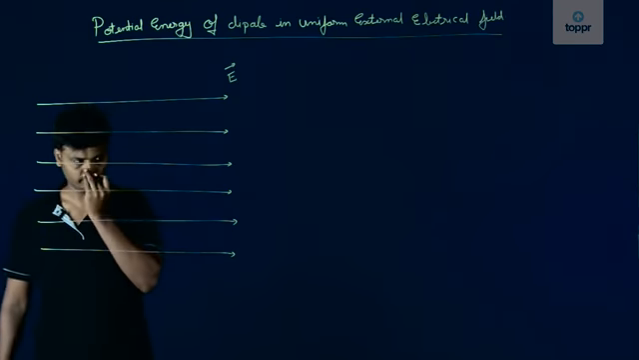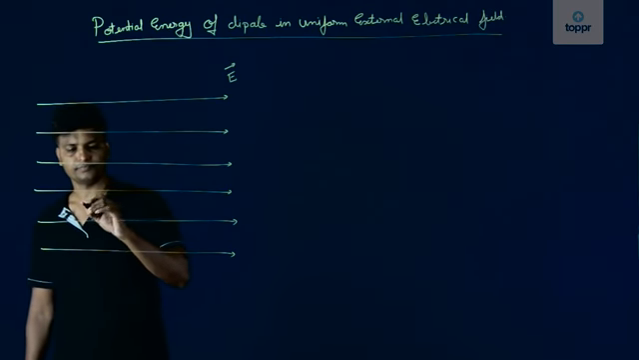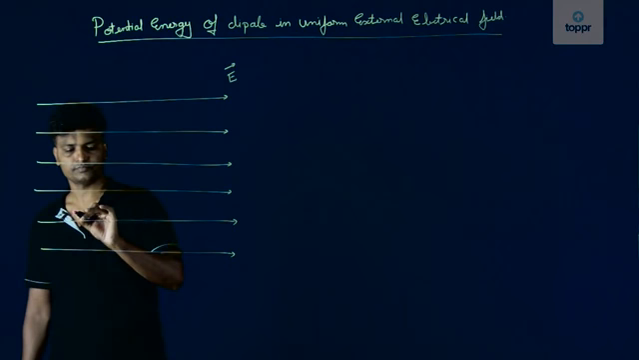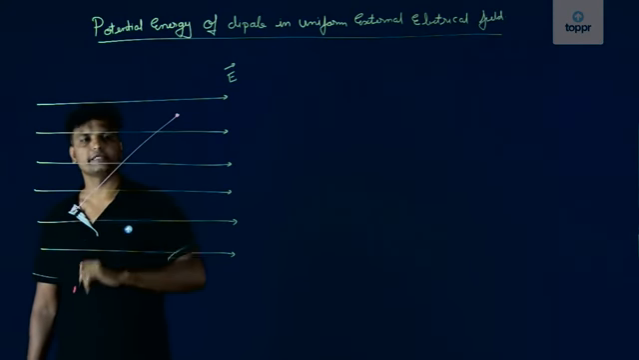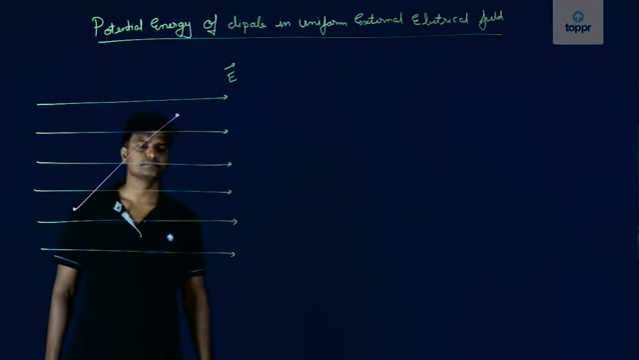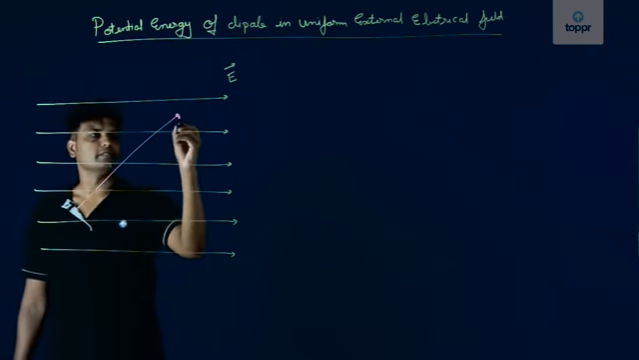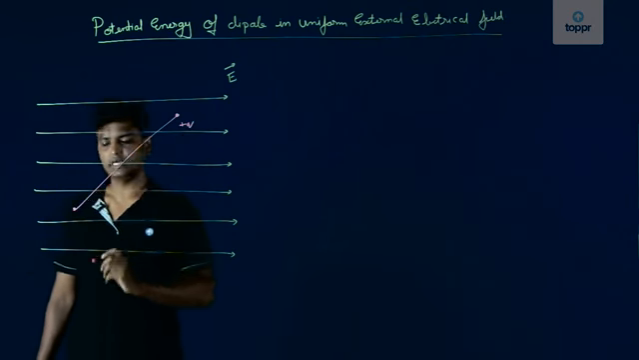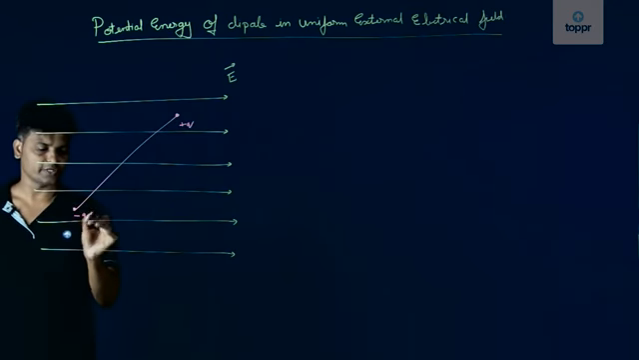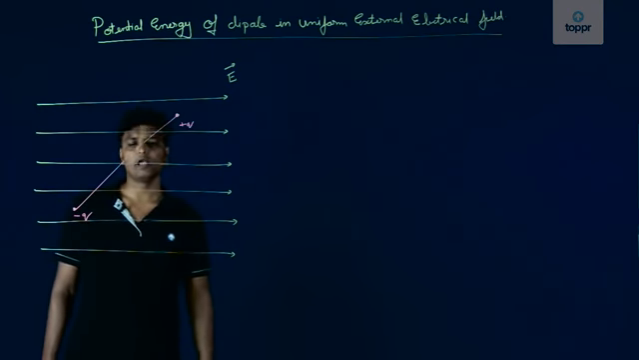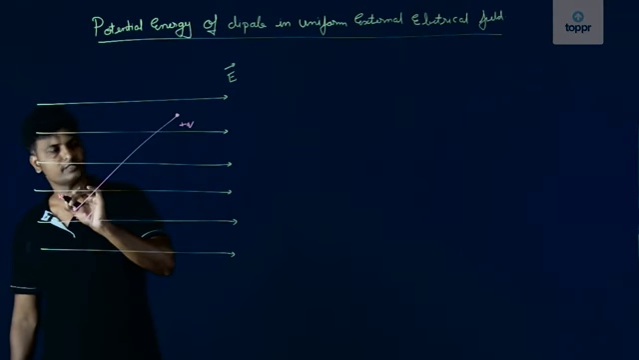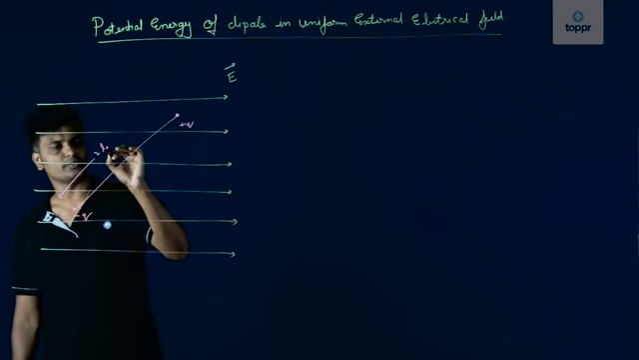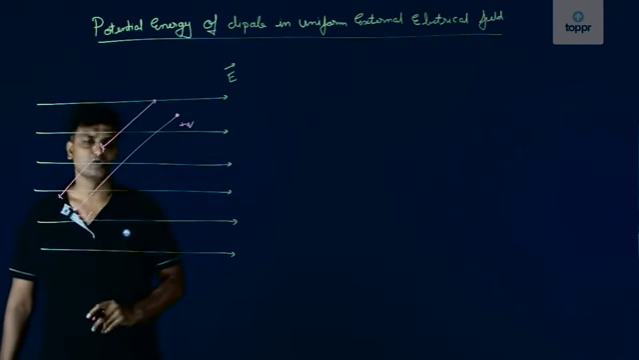So we have a dipole inside the electrical field. Okay, and this is positive charge Q and this is negative charge Q. The distance between these two charges is nothing but 2L, right?